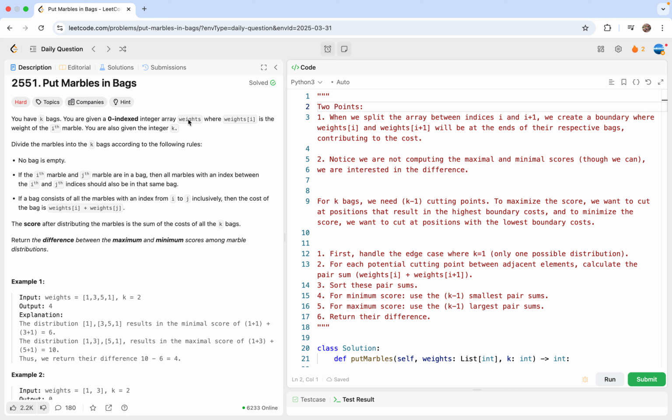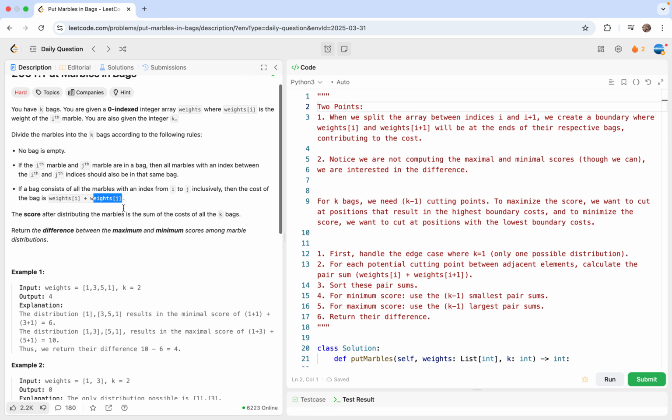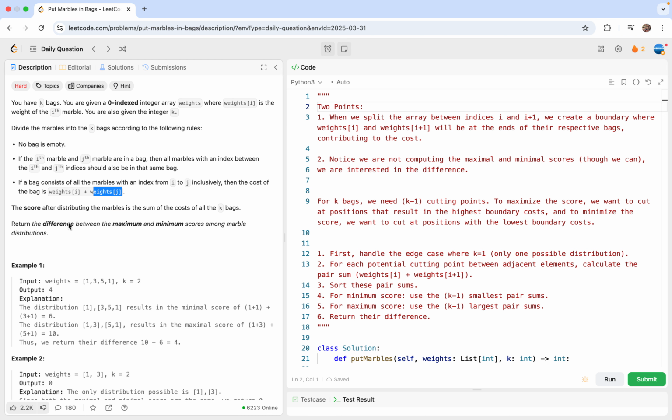So we want to cut these weights into k sublists, right? And then the scope of computation will be the following. For a sub-array, the corresponding cost will be the first weight plus the last weight within that sublist. So we want to find the difference between the maximum and minimum scores among marble distributions.